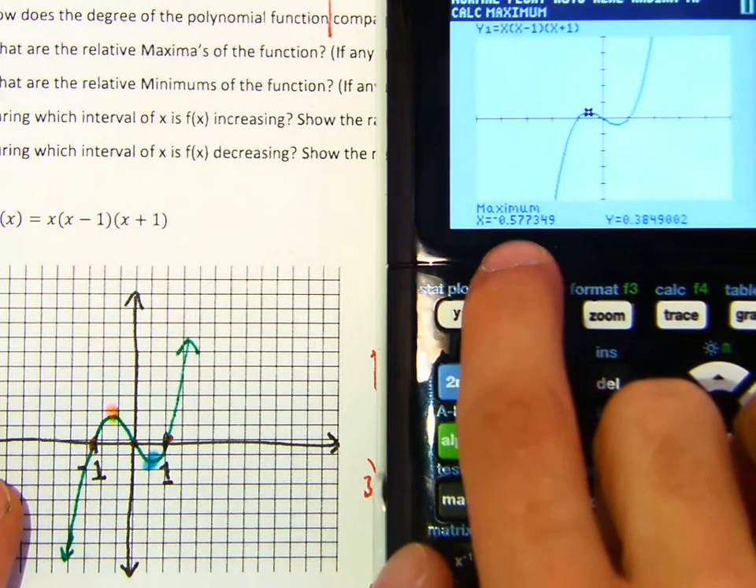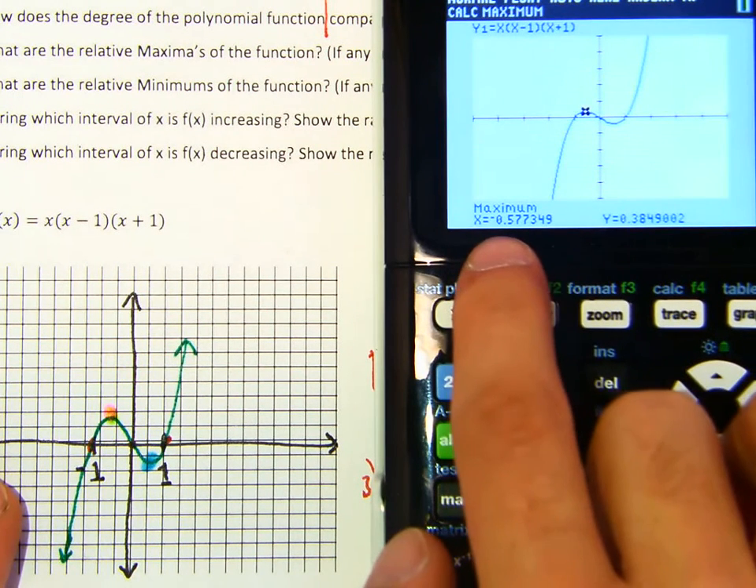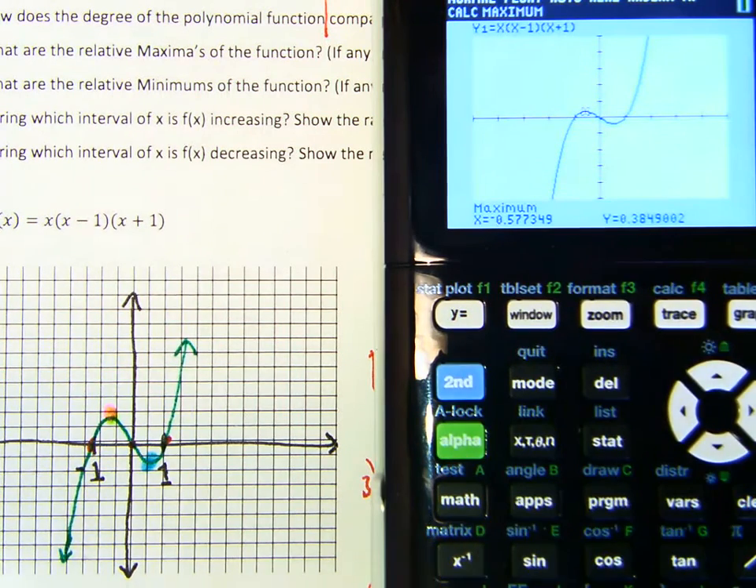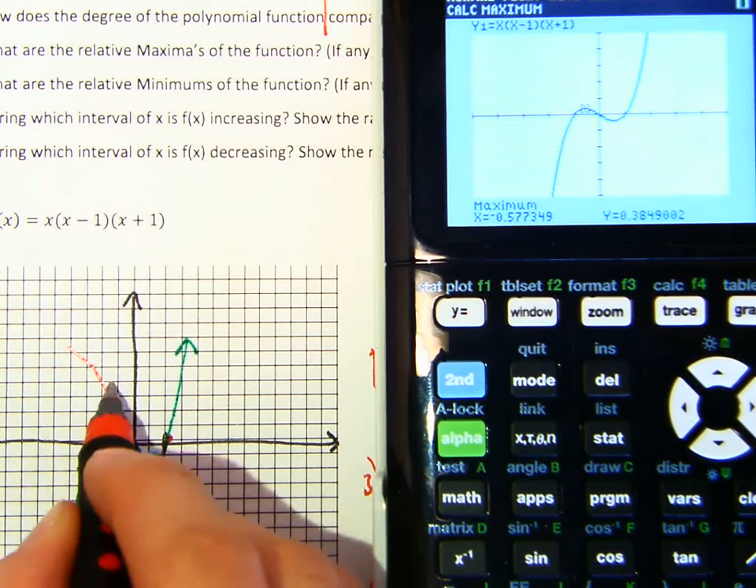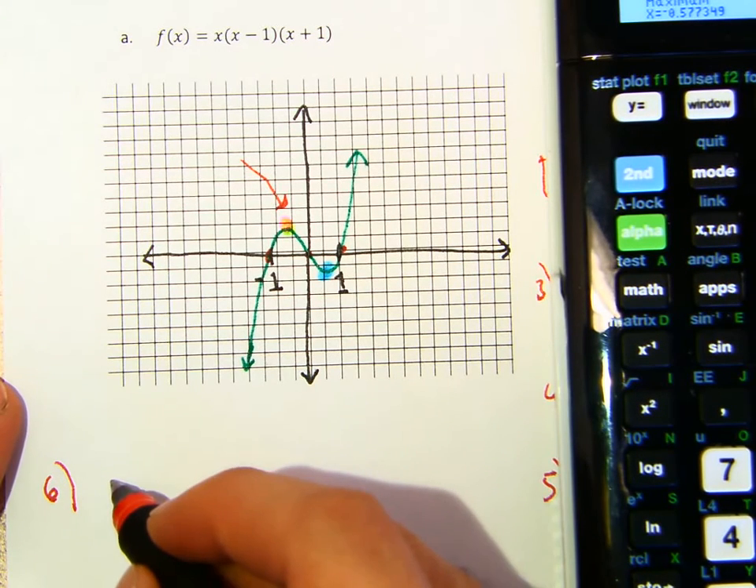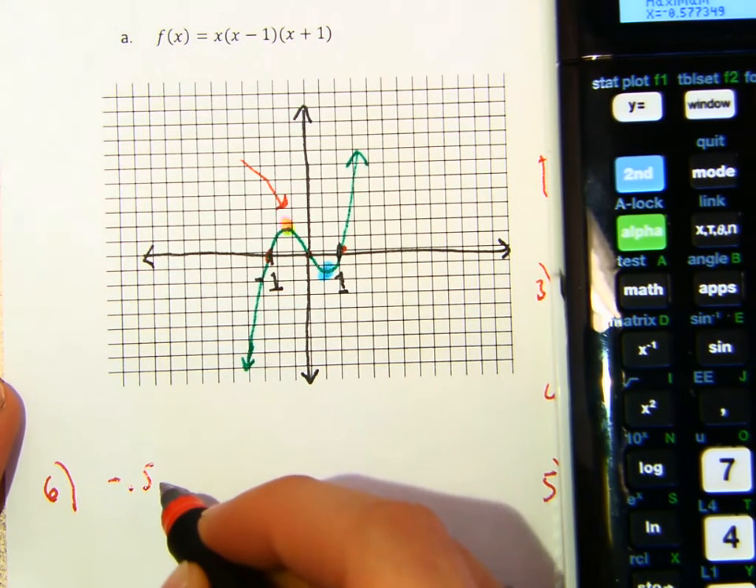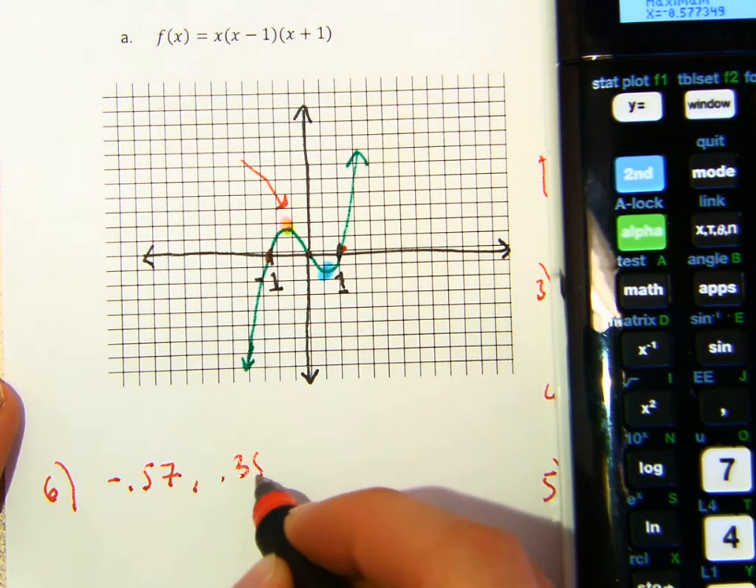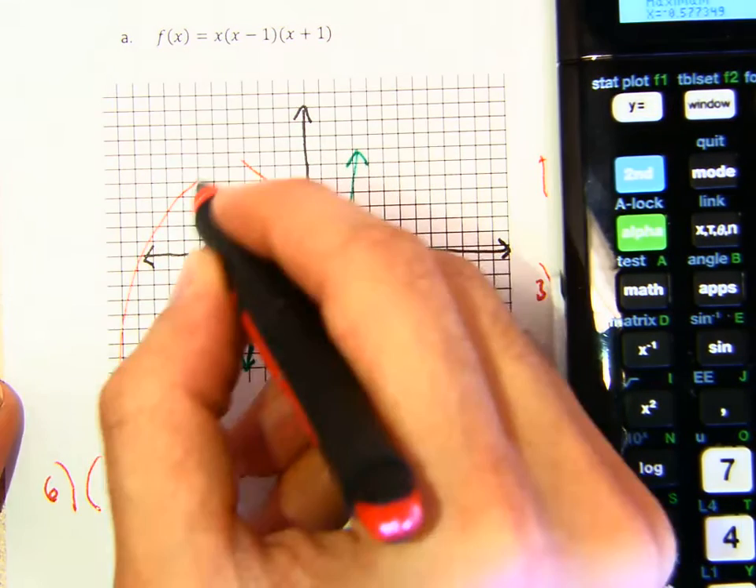If I hit enter again, it's going to give me the point. My maxima is negative 0.577 and 0.384. So this is the point. Let's write it here. This point here is negative 0.57, comma, 0.38. That's a point, and it's right over here.